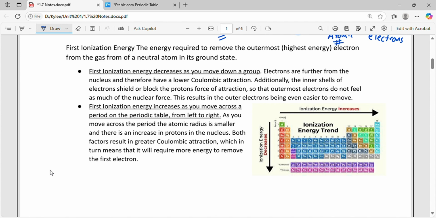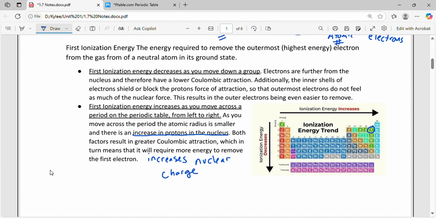And the reason it increases is because you're not adding any more energy levels as you go to the right. So those electrons get added into a similar energy level. But what you're also doing is increasing protons. So as I go to the right, I'm adding additional protons each time. And when you add an increase in protons in the nucleus, it's going to increase the nuclear charge. So that's kind of what we were talking about with fluorine. Fluorine has a really big effective nuclear charge because of its location on the periodic table.